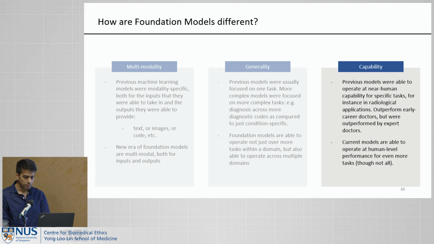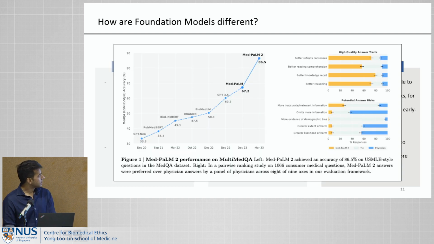And finally, in terms of capability, previous models were able to operate at near human capability for specific tasks, for instance, in radiological applications. Everyone is familiar with that. They were able to outperform early career doctors, but were subsequently outperformed by more expert doctors. Current models are able to operate at human level performance for even more tasks, although I think recent research suggests that for medical reasoning, they might be able to perform at the level of a GP, but they are not able to match the performance of specialists. But this is just an example.